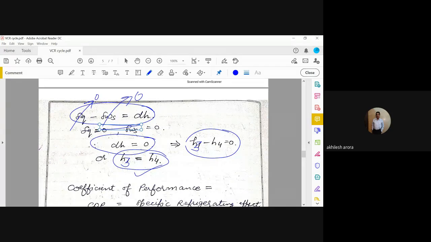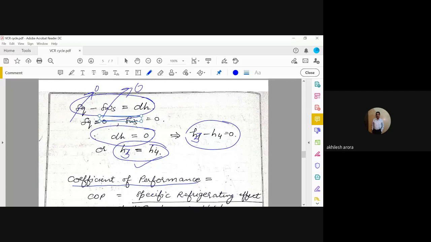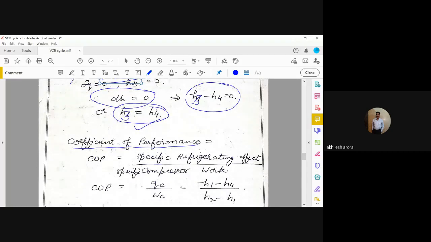Now we have to calculate the coefficient of performance of the vapor compression cycle. So COP will now be given by specific refrigerating effect divided by specific compressor work. So COP value is equal to QE divided by WC. What is QE? It is specific refrigerating effect, and WC is specific compressor work. If I want, I could have taken the mass flow rate here also and the mass flow rate here also.